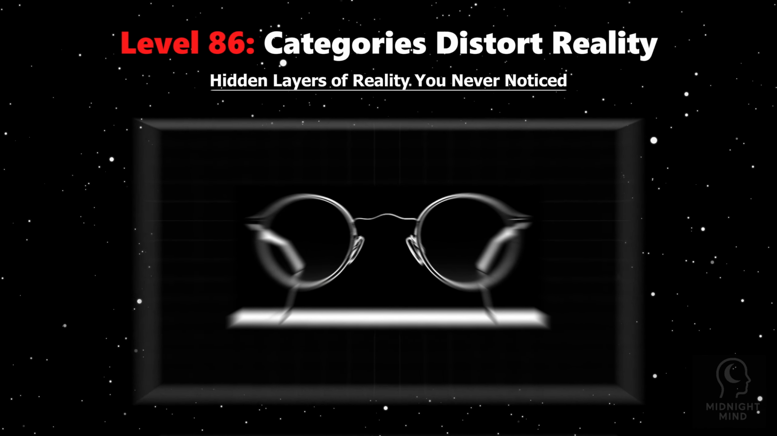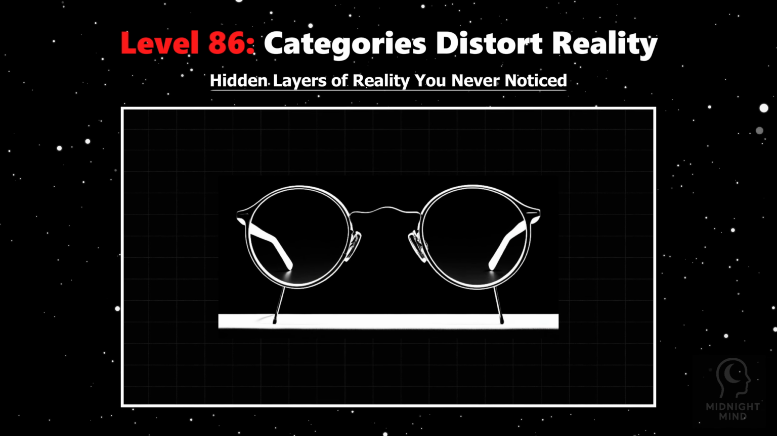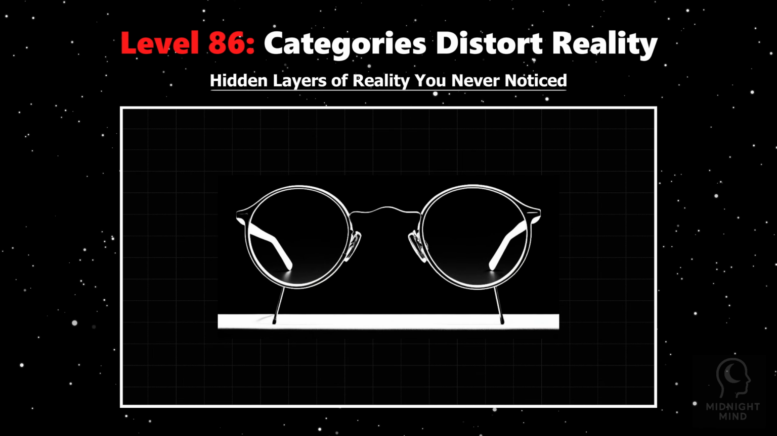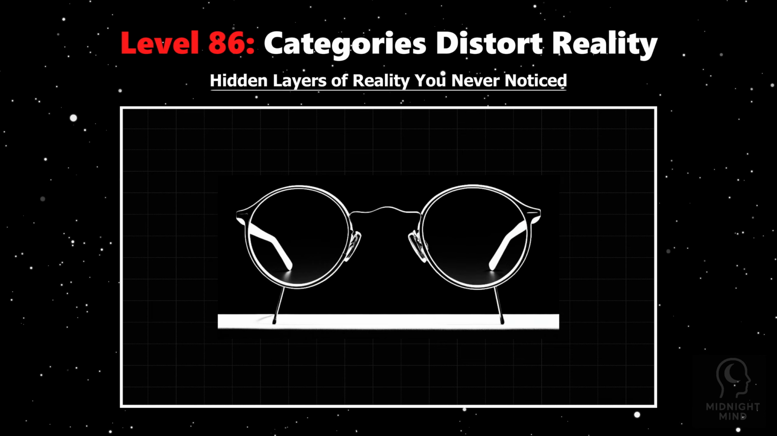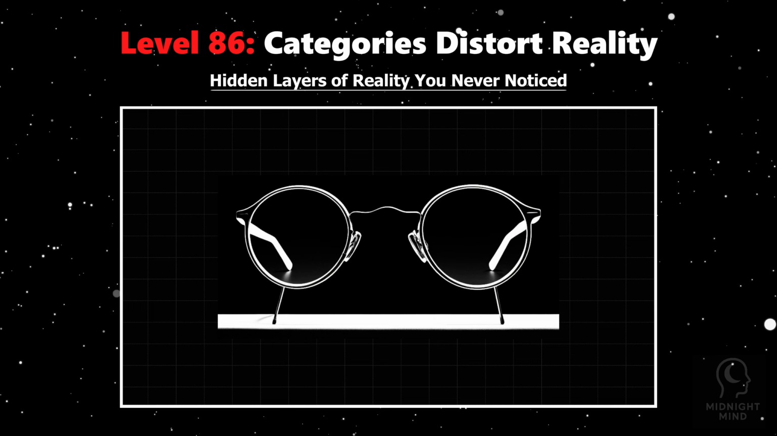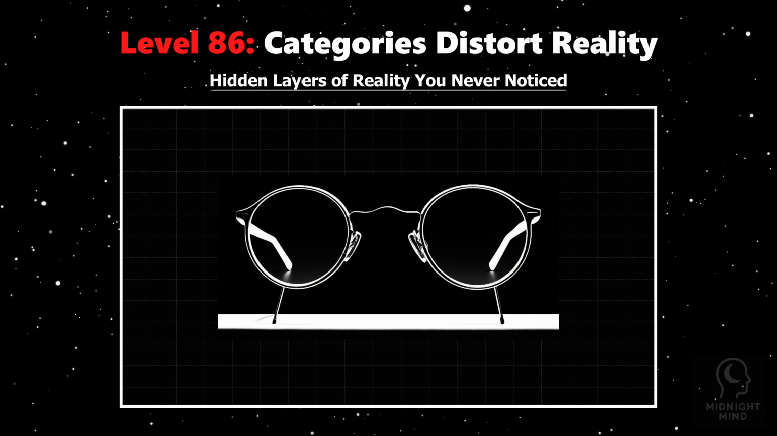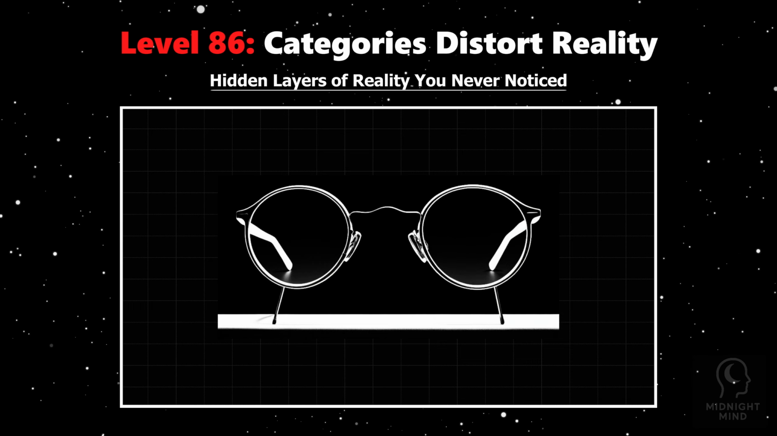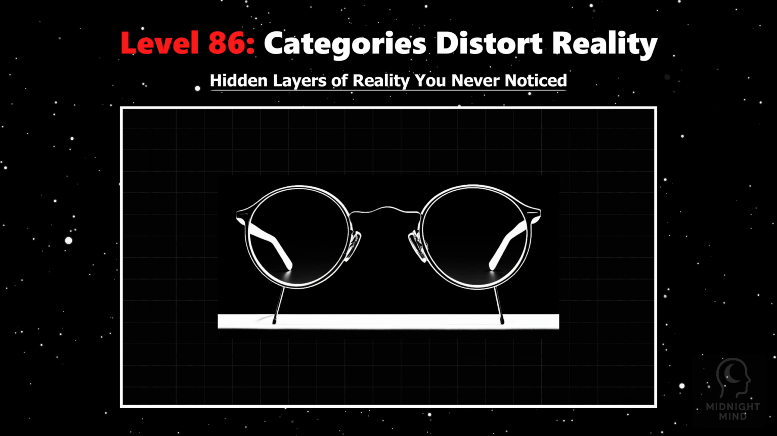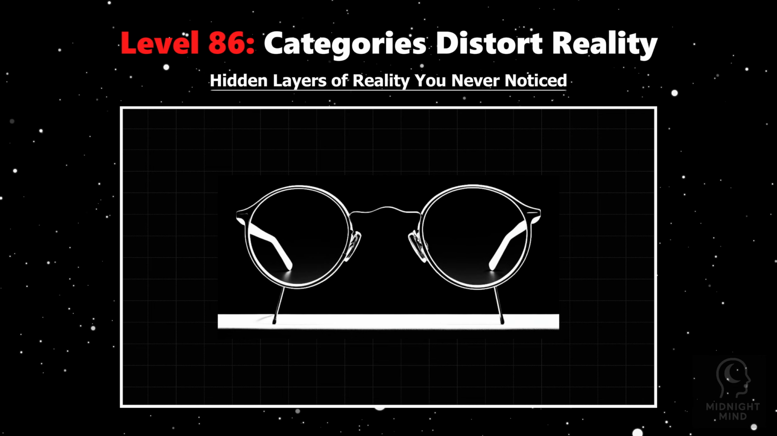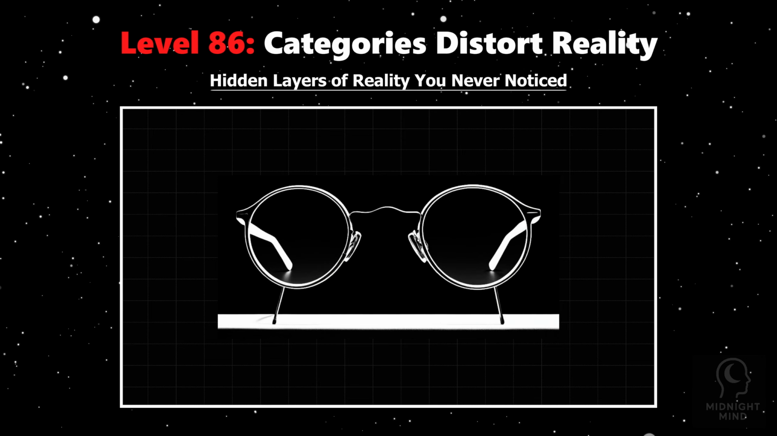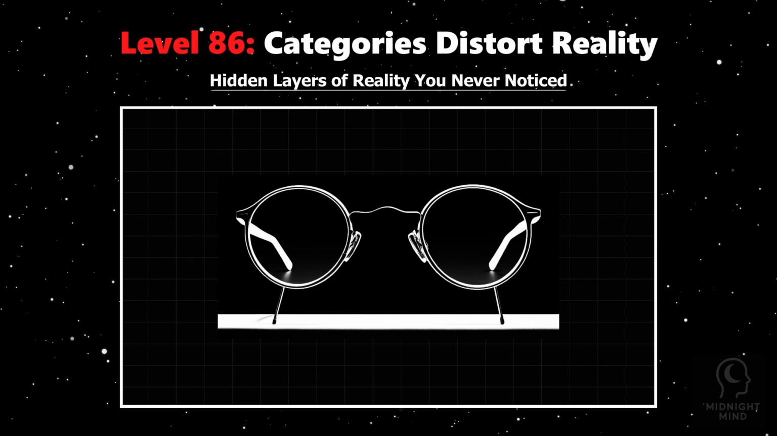Imagine living in a world where every object, person, and experience is instantly sorted into neat boxes in your mind, a survival shortcut that keeps you safe but also blurs the rich complexity of reality. This is how our brain's need to label everything shapes perception, simplifying infinite nuance into rigid categories. Neuroscience shows that categorization is crucial for quick decisions, helping us recognize threats or allies in milliseconds. But this mental filing system comes with a cost.